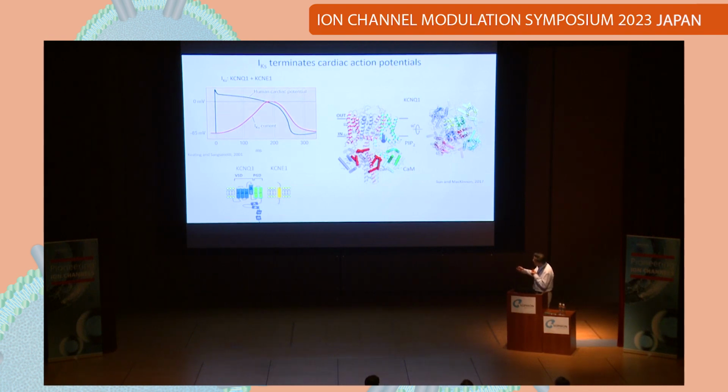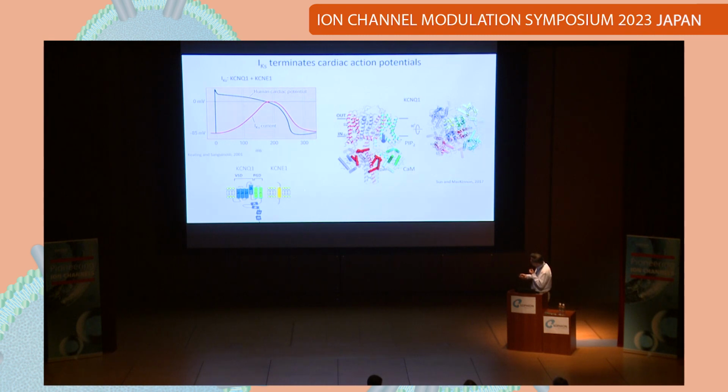The IKs channel is very important in the heart. This is a ventricular action potential. The IKs current will turn on very slowly. That's why it's called IKs, slow. But once it's turned on at the end of the action potential, it is very important to terminate the action potential for the next heartbeat.